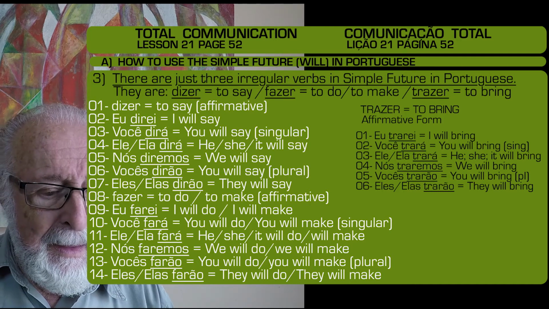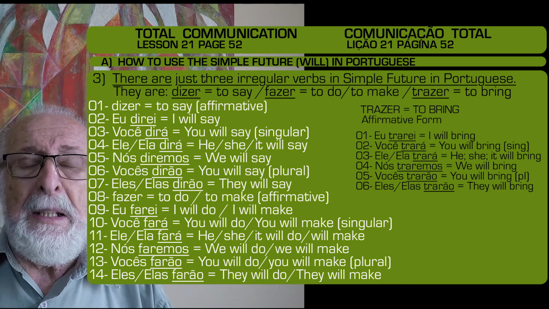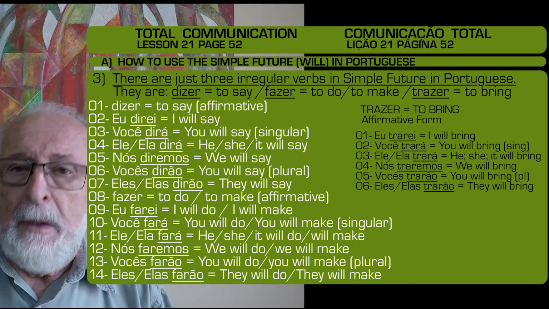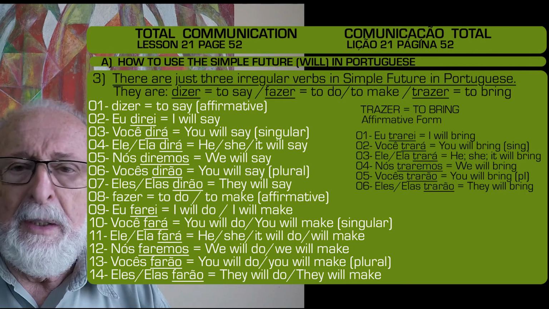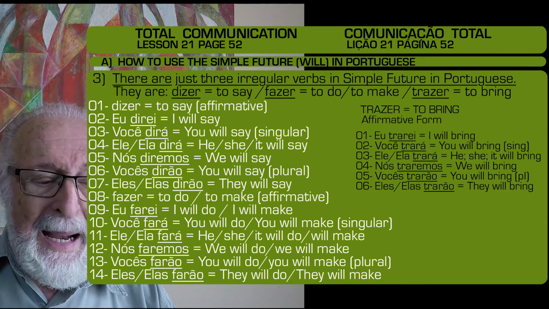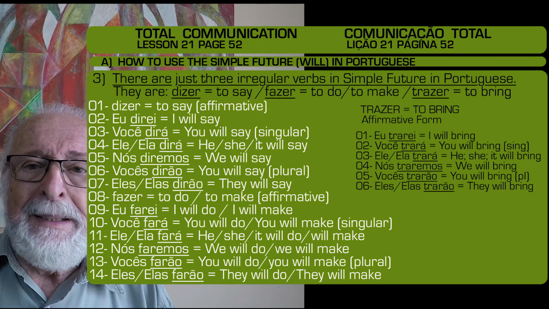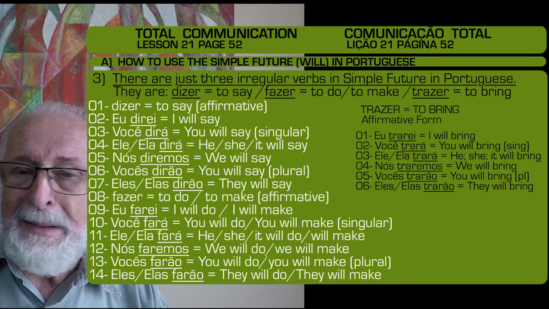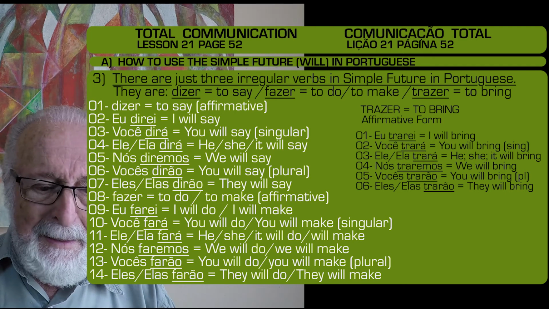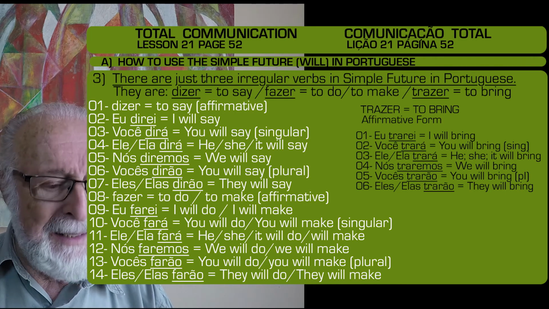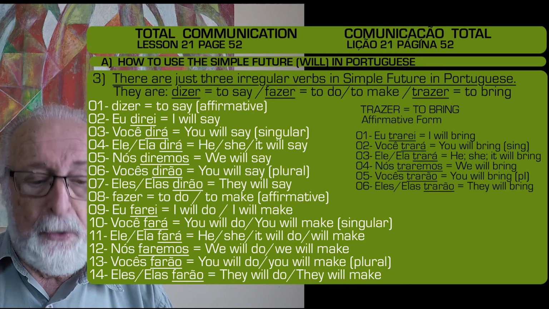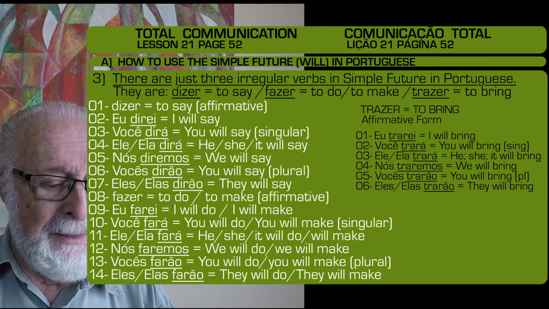If I say I will do you a favor, I'll say eu farei um favor a você. The same, but I will make dinner. Eu farei o jantar. It's the same, farei. No matter do or make, it will be the same, farei. So eu farei, I will do, or I will make.